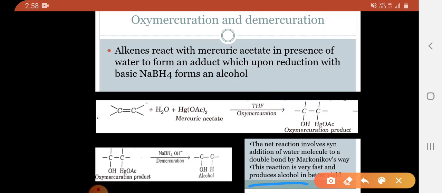So this was all about the synthesis of alcohol, wherein yesterday we took up two reactions, and today we finished with oxymercuration and demercuration, and these reactions were from alkenes. So we have three methods for the preparation of alcohols from alkenes, and we have taken them up in detail.